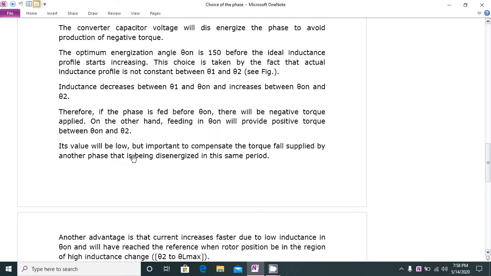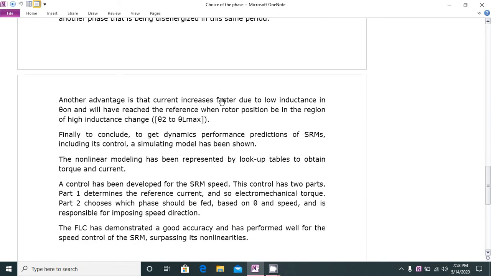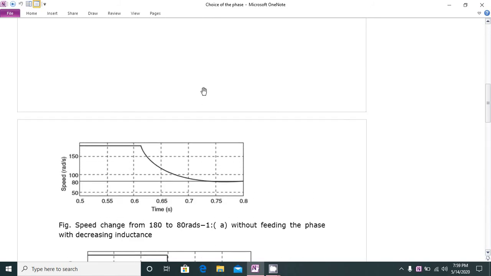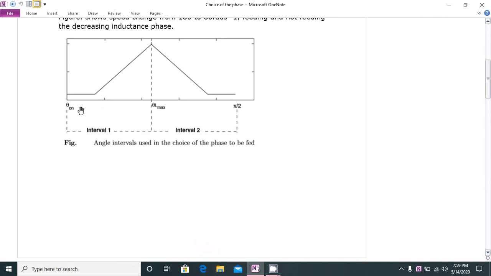Its value is low but important to compensate the torque fall supplied by another phase that is being de-energized in this same period. Another advantage is that current increases faster due to low inductance at theta on and will have reached the reference when rotor position is in the region of high inductance change, theta 2 to theta L max. See in the first figure. So theta on will be changed to theta 2 to theta L max. This is the first interval.